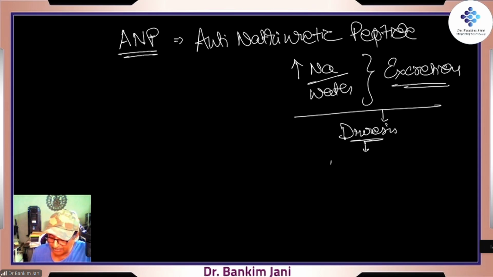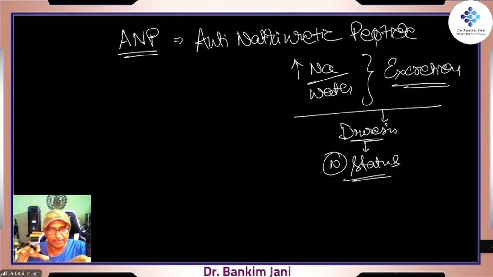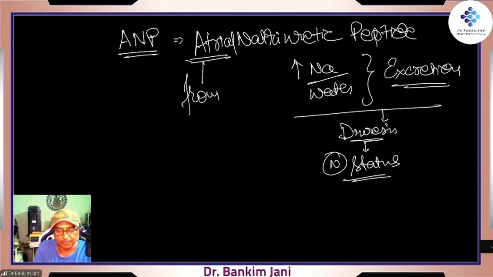So normal status, it will be retained, but still the patient will be having high blood pressure. The thing is, aldosterone is far more powerful as compared to ANP. So ANP will balance. Not anti, this is atrial. My mistake, sorry, atrial. So atrial natriuretic peptide. This is from the heart. So it is trying to balance it, but that balance will not be that powerful.